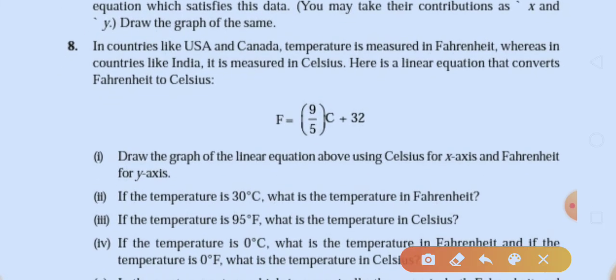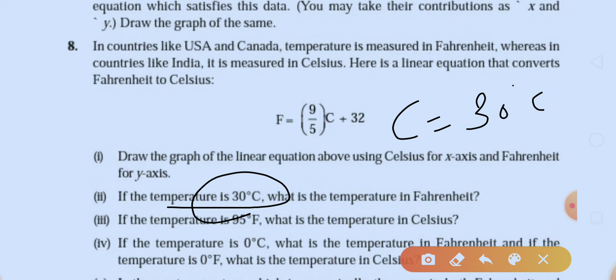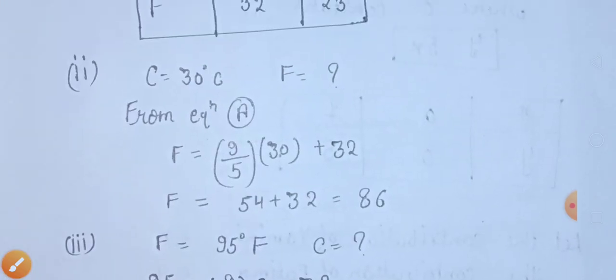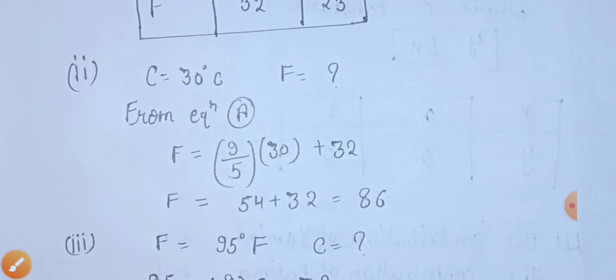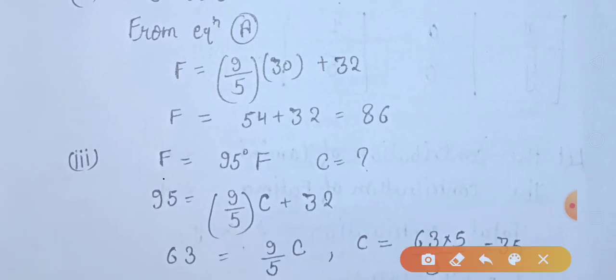If the temperature is 30 degrees centigrade, it means C equals 30 degrees Celsius. What is the temperature in Fahrenheit? F equals question mark. Now solve. In the second part, C equals 30. Find out the value of F. In place of C, write 30. Now find the value of F. F equals 86.